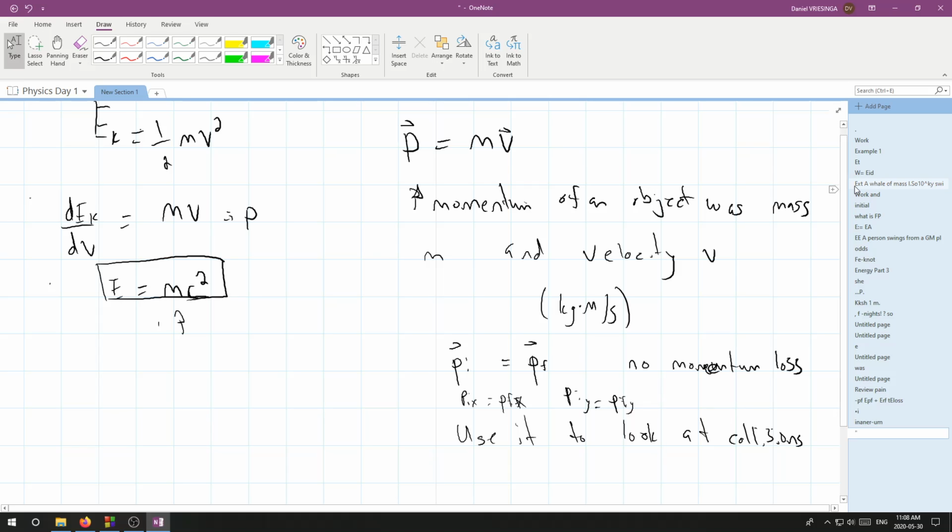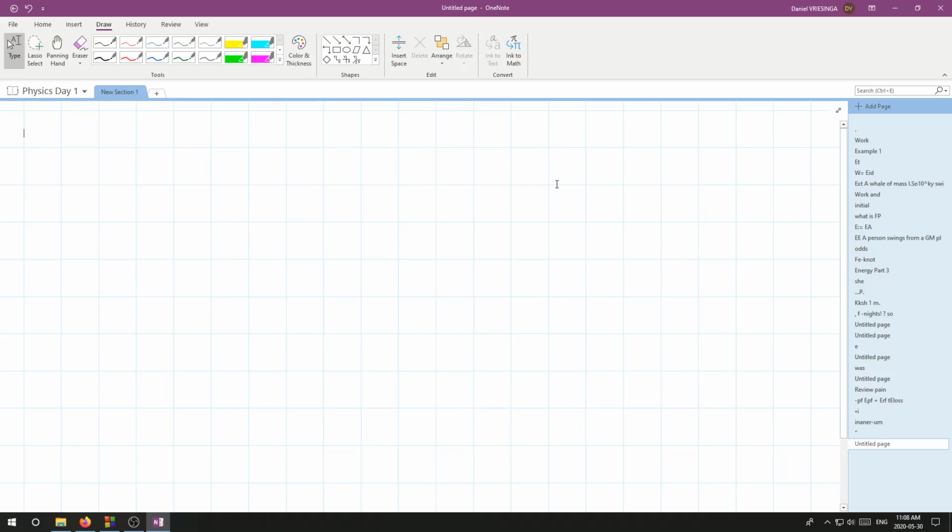One other formula for momentum that we use: if we take the equation force equals mass times acceleration, right? And we say that force is equal to the mass times the change in velocity over the change in time. That's the definition of acceleration.